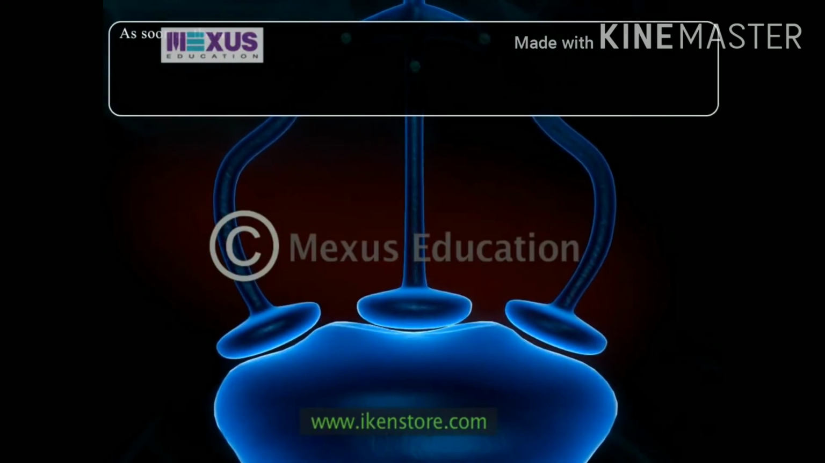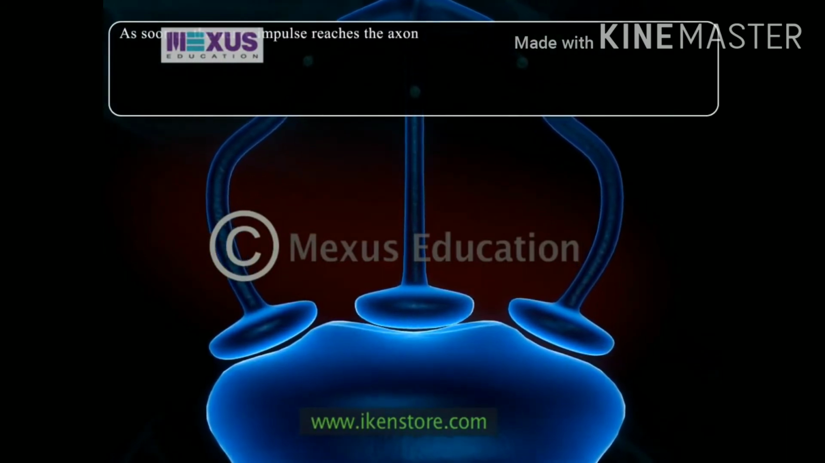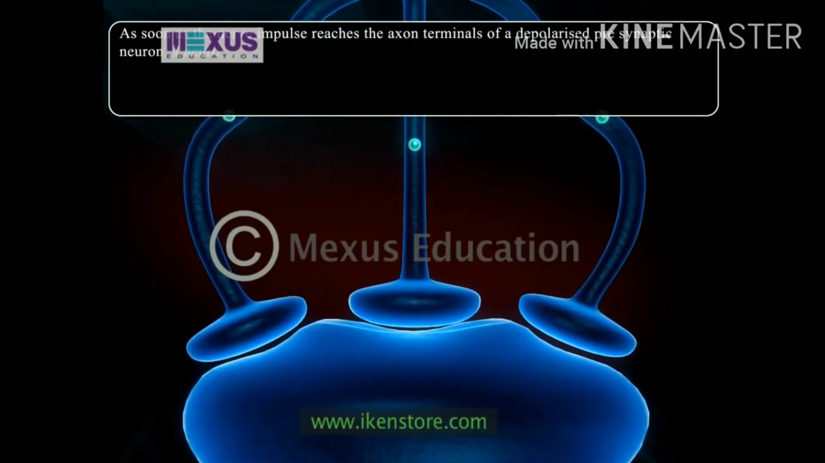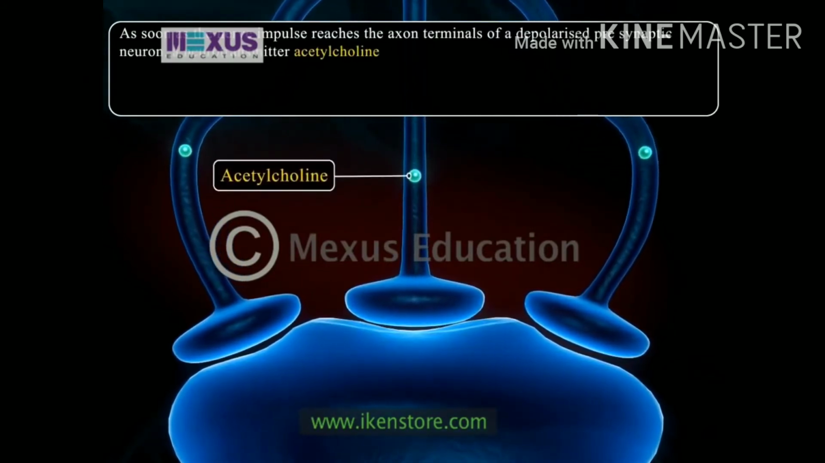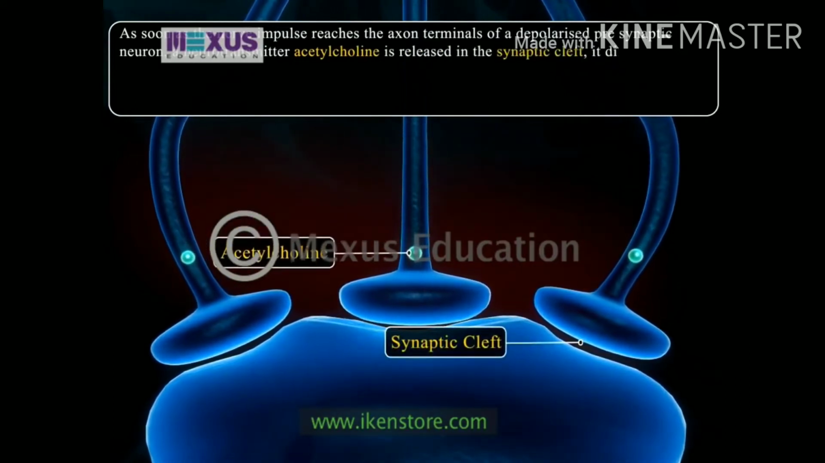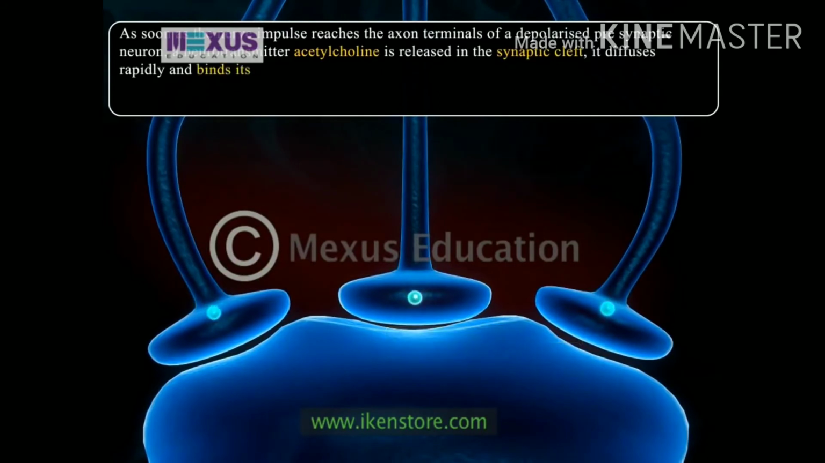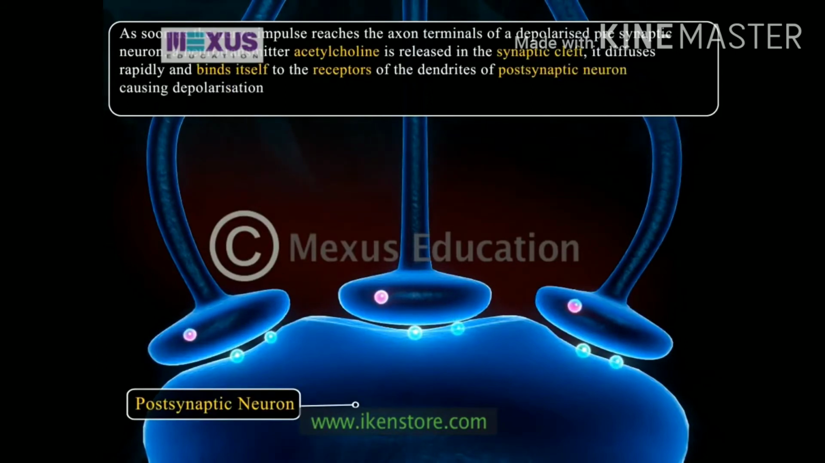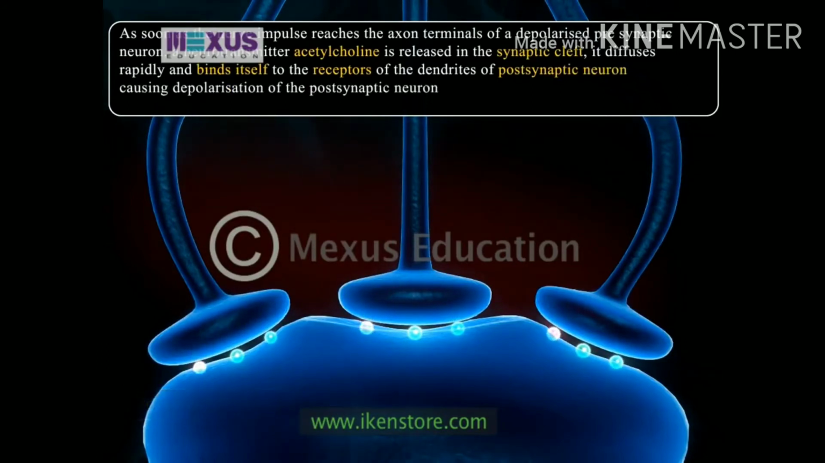As soon as the nerve impulse reaches the axon terminals of a depolarized presynaptic neuron, a neurotransmitter, acetylcholine, is released in the synaptic cleft. It diffuses rapidly and binds itself to the receptors of the dendrites of the postsynaptic neuron, causing depolarization of the postsynaptic neuron, and a nerve impulse is then transmitted.